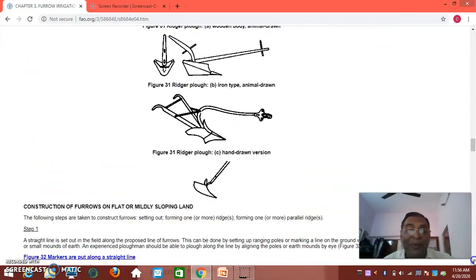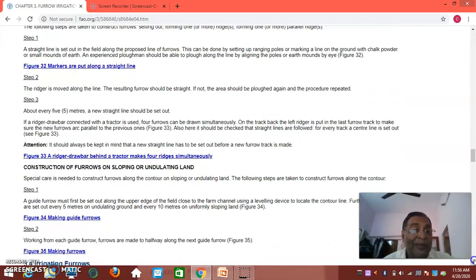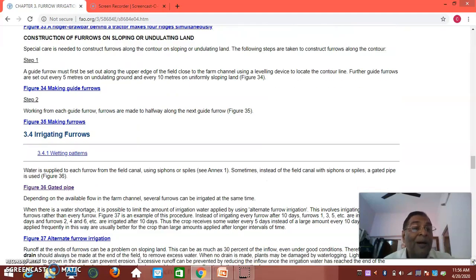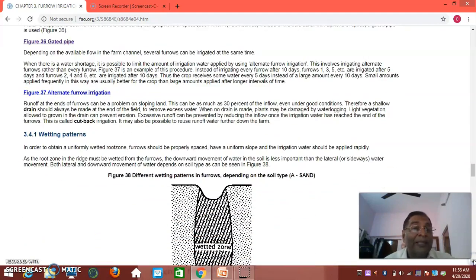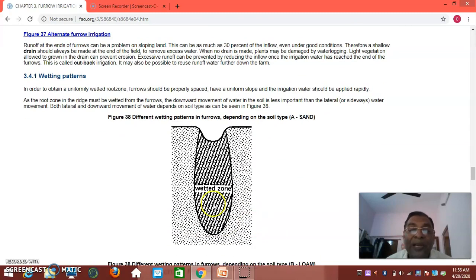So that type of furrow system you can also have. Of course, these are all implements, and I don't want to spend time here. I want to spend time on wetting patterns. This is very important because in the furrow method, the most important thing you should consider is wetting patterns. Different wetting patterns form in furrows depending on the soil types. For example, take sand here: it is going deep, not sideways, so you should have sharp ridges in this case.